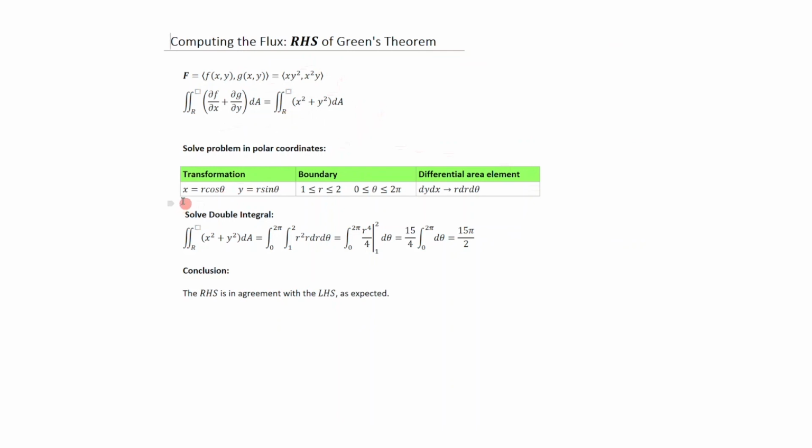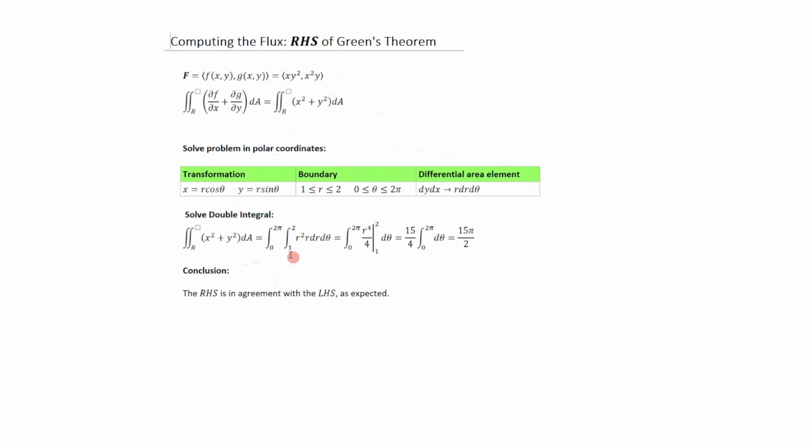In polar coordinates, the transformation is x equals r cos theta, y equals r sine theta. The region is bounded by a circle of radius 1 and a circle of radius 2, and theta spans from 0 to 2 pi. So these are the bounds on the integrals, 1 to 2 for r, 0 to 2 pi for theta. This is the transformation, and from this, you can compute the Jacobian, and so dy dx maps over to r dr d theta. So this expression in polar coordinates just becomes r squared, r dr d theta.